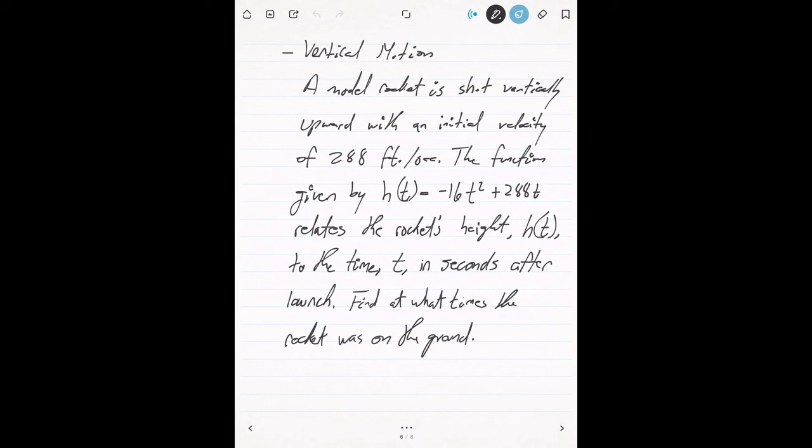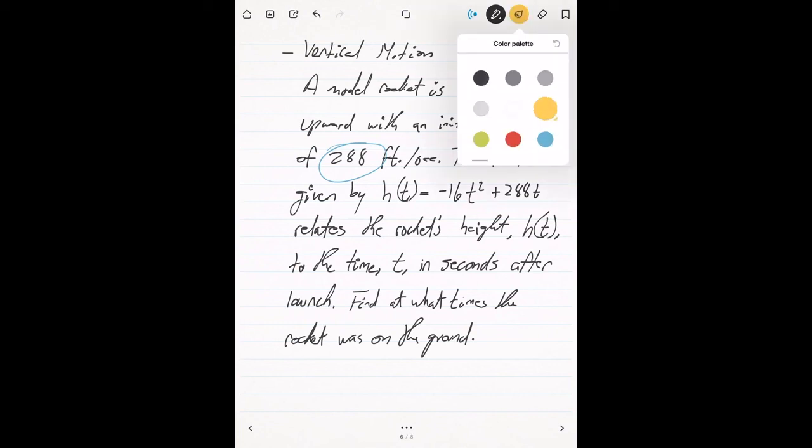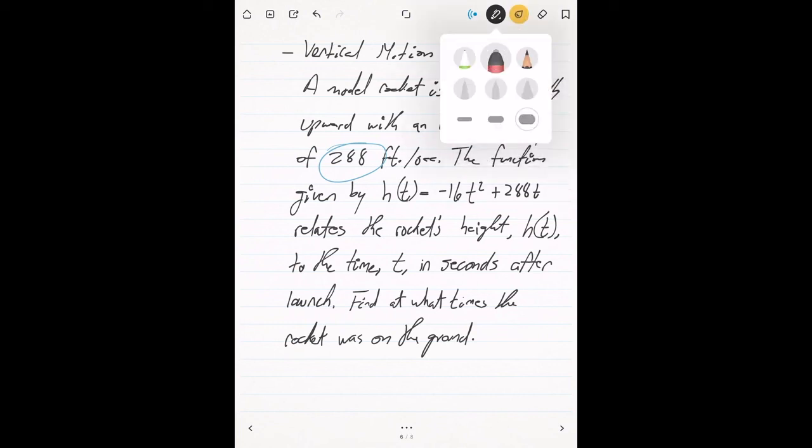What we're going to do is shoot that model rocket vertically upwards with an initial velocity of 288 feet per second. The function given by h of t equals negative 16t squared plus 288t relates the rocket's height, h of t, to the time, t, in seconds after launch. We need to find what times the rocket is on the ground.